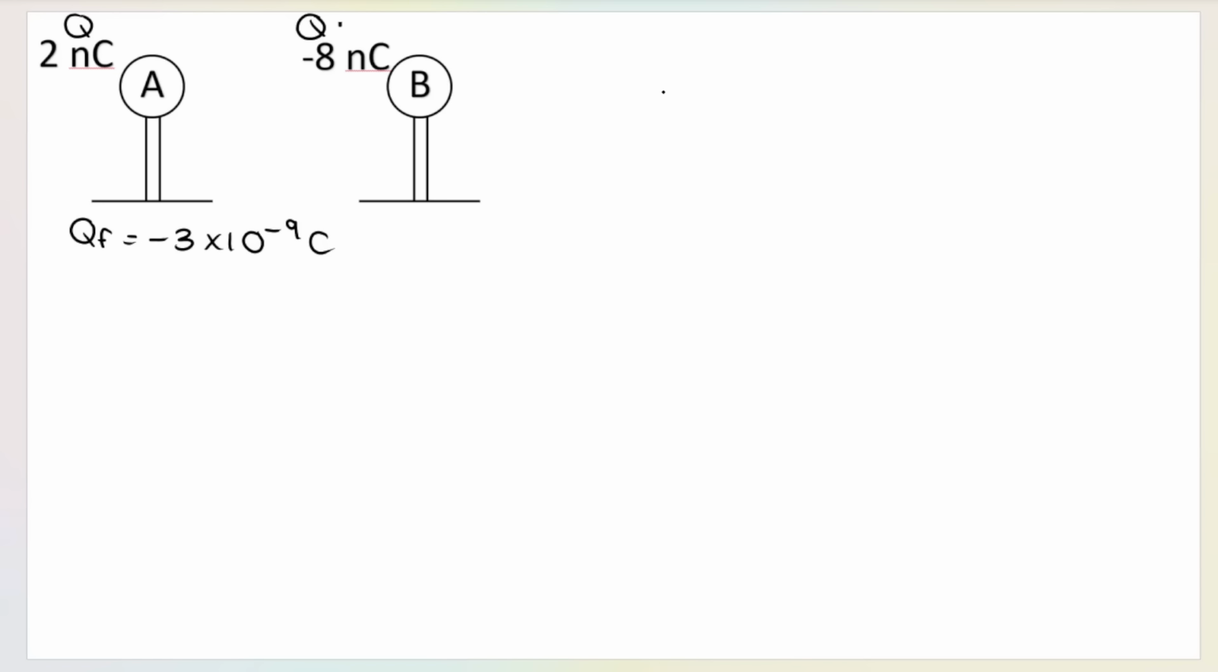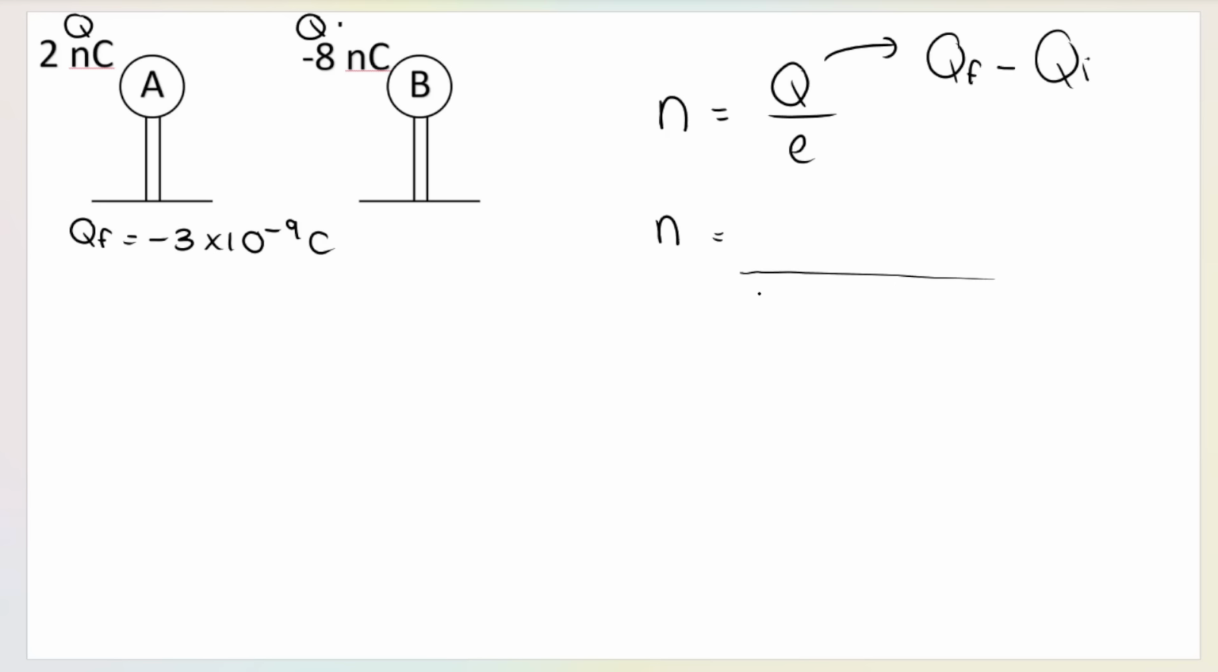So remember, you write your formula first, always. It doesn't matter if you say E or QE. Then what we are looking for is n. Remember, Q in this formula is final minus initial. Now you might be like, ma'am, what is the final? What is the initial? We just worked out the final. It was negative 3 times 10 to the negative 9 minus initial.